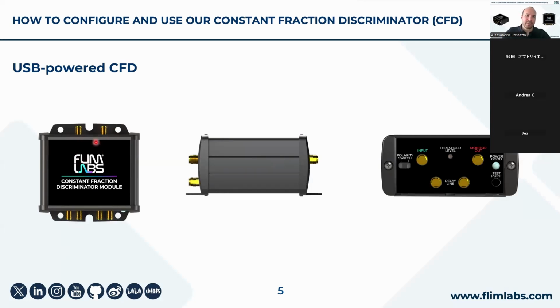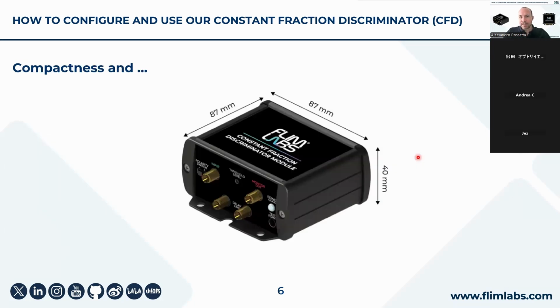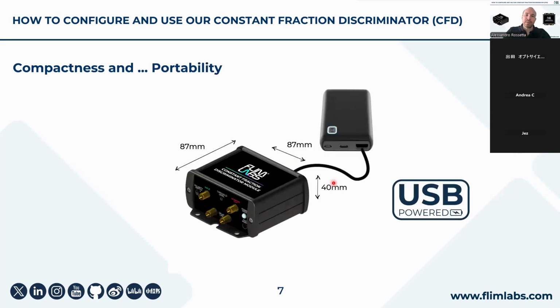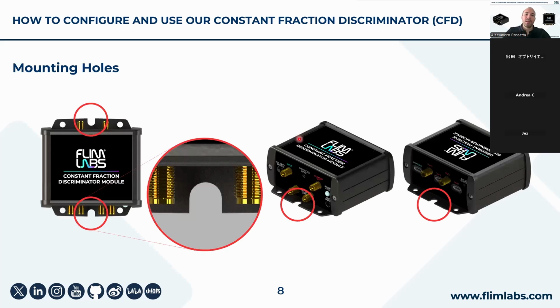Here you see it in three different views: from the top, on the side, and in one of the two sides. And what to say about this? First of all, that it's very compact. As you can see, the dimensions are very, very tiny. And it's portable because it could be powered through a USB-C cable, a USB Type-C cable, eventually using also a battery pack.